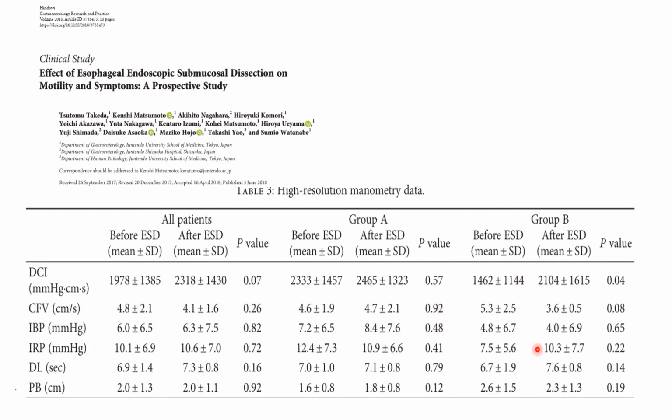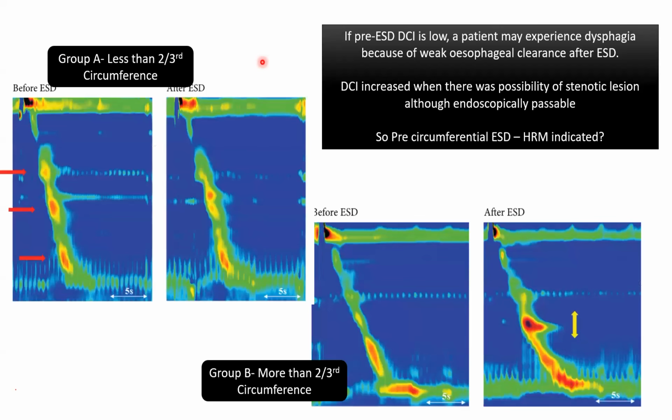So you can see some of the values almost remained the same, except in group B. In group B, you can see the DCI actually went high up as compared to the preoperative. Look here, the DCI went to 2104 as compared to the preoperative one. CFV, that is the contraction front velocity, also decreased. So what it tells you is that the esophagus is now trying to push the food down against that scar that we have created.